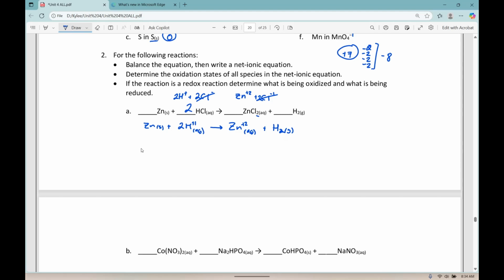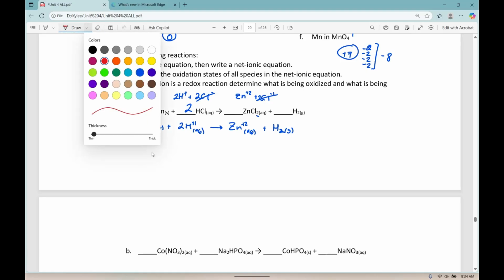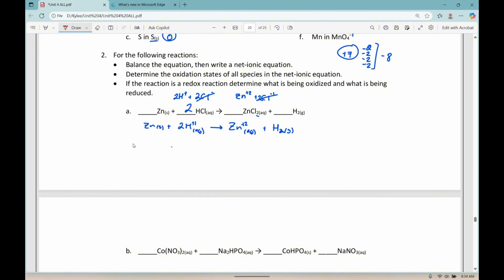All right, final step is they want us to determine the oxidation states and then determine who is being oxidized and who is being reduced. So I'm going to switch to a new color. That will just help us. Zinc is going to be in its elemental state, so it actually has an oxidation number of 0. Here, hydrogen has a charge of +1, so that is the oxidation state. Similarly, here with zinc, zinc is going to be +2, and then hydrogen in its natural state is 0.